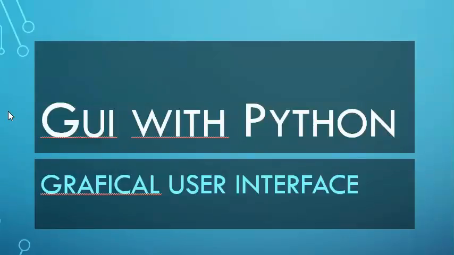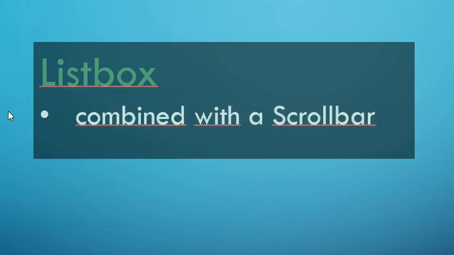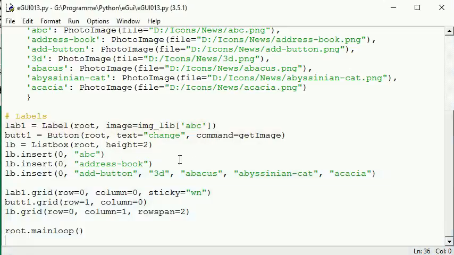Welcome to the GUI with Python tutorial and to our little project with the Listbox widget. We just learned the Listbox method insert and the Listbox method get. And now I'd like to show you how to combine the Listbox with a Scrollbar. And this is pretty easy. So we go back to our little program.